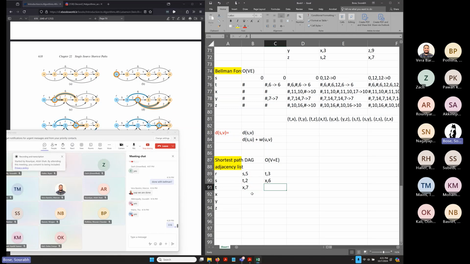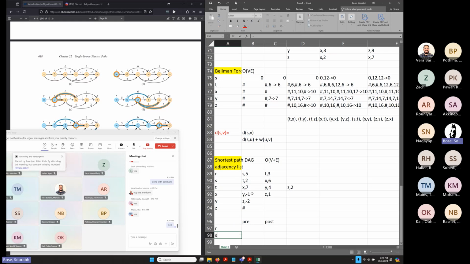T goes to Y with a cost of 4. T goes to Z with a cost of 2. X goes to Y with a cost of -1. X goes to Z with a cost of 1. Y goes to Z with a cost of -2. Z goes nowhere. Cool. If that is the case, I want you guys to please give me the pre-visit, post-visit numbers of this graph.